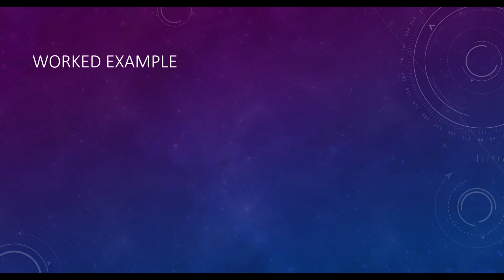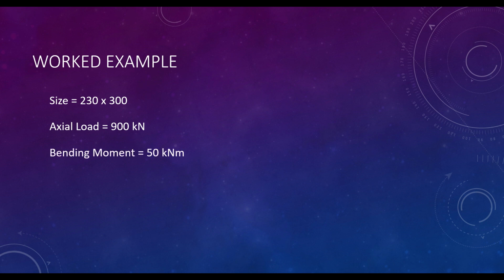So let's take a worked example on design of slender column. We are going to use a column of size 230 by 300. This is just an example. From the analysis, the axial load on the column is 900 kilonewton. We determine that the bending moment of the column is 50. And then the FCU, the characteristic strength of concrete, is 30. The FY, the characteristic strength of steel, is 460.